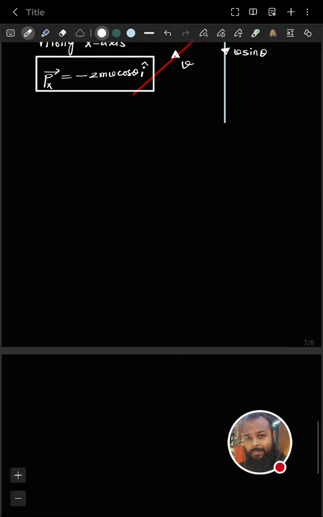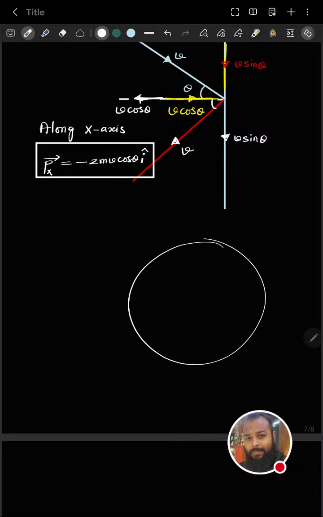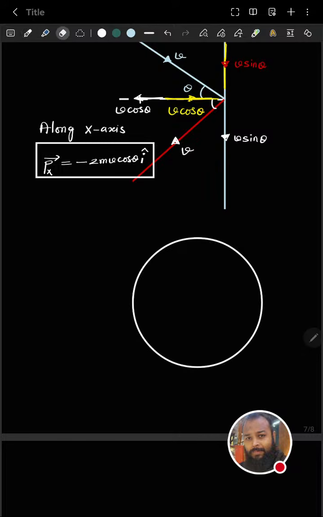All right, children. Now we'll take a situation of a particle moving in a circular path and I want to find out the change in momentum. So here is a particle, change in momentum for a particle moving in circular path.